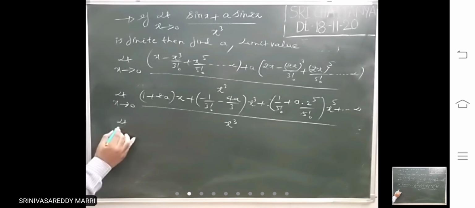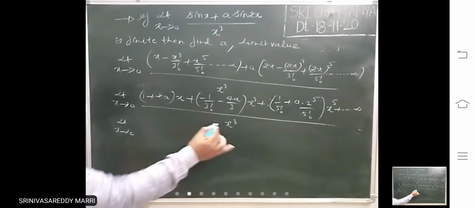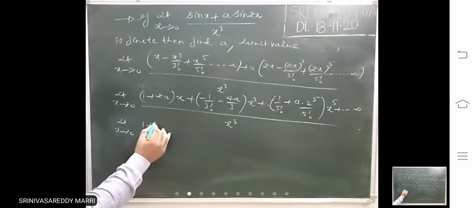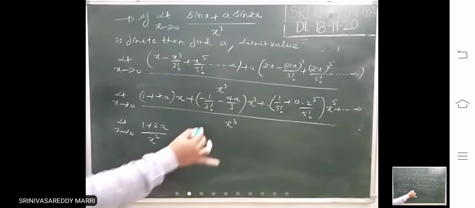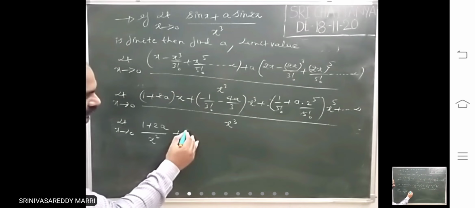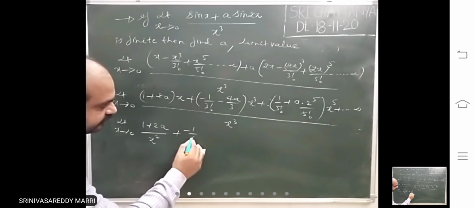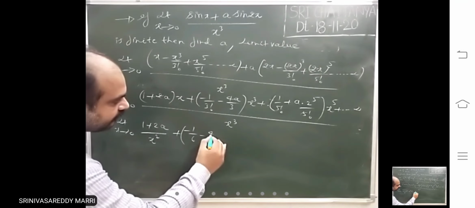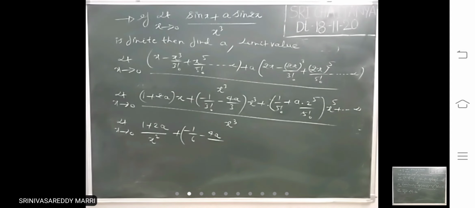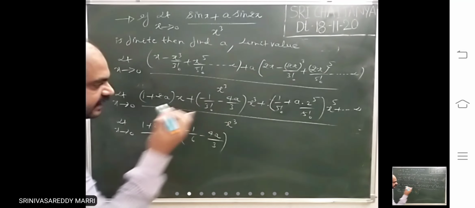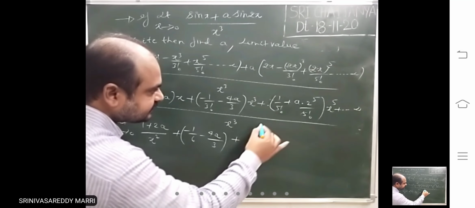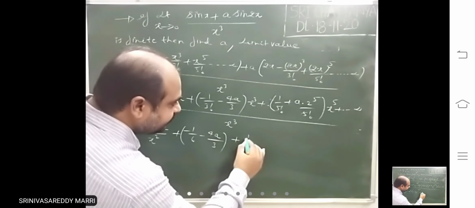After arrangement, you split this. Limit as x tends to 0 of this divided by x cube. What is that? 1 plus 2a divided by x square. This. Next is what? This divided by this: minus 1 by 6 minus 4a by 3. This does not contain any x. So next, divided by x cube means what?